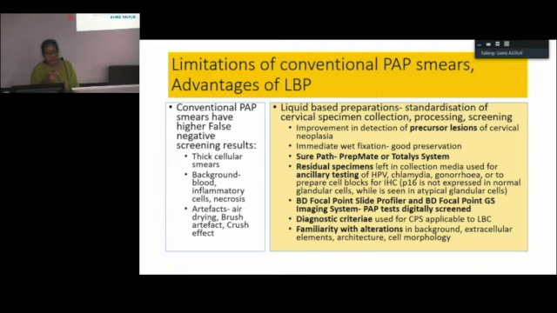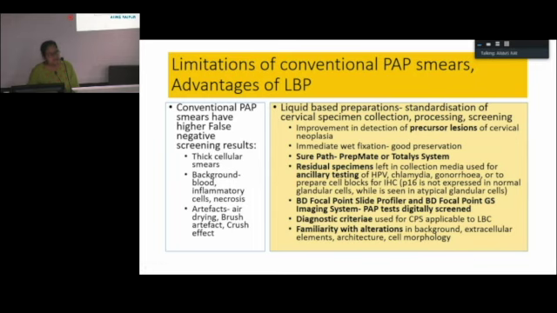Because of this, using LBC, there is an improvement in the detection of precursor lesions of cervical neoplasia, because after collection, you immediately put the material into wet fixation. That preserves morphology very well. In our department, we use the SurePath system, and the residual material in the collection vial can be used for ancillary testing. In higher centers, you can use digital pathology, in the form of the BD FocalPoint slide profiler and FocalPoint GS imaging system, for digitally screening these LBC slides.